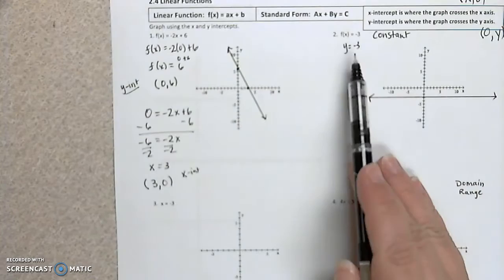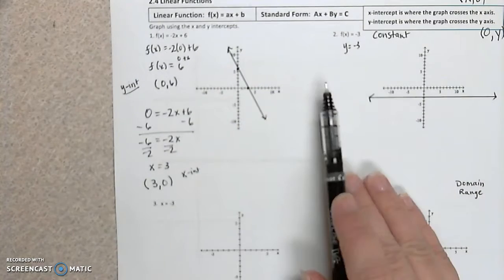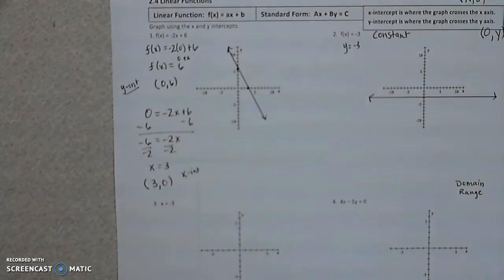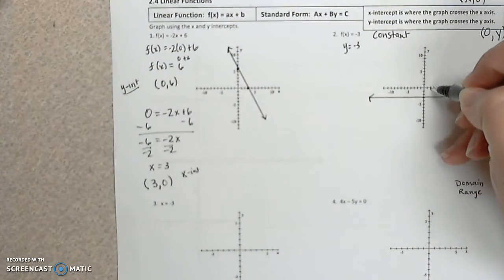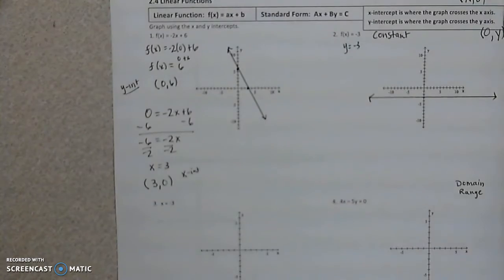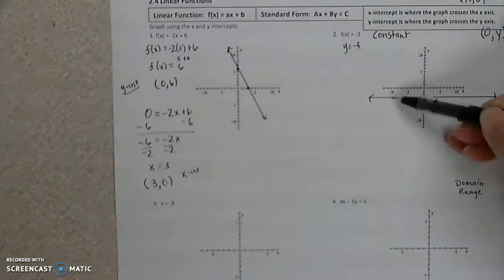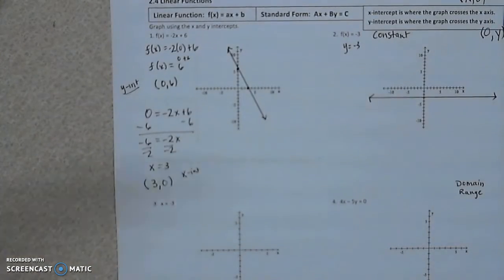Horizontal lines come from when f of x equals a constant, or we could say y equals a constant. But it doesn't matter. Look, if x was 1, y would be -3. If x was 2, y would be -3. If x was -10, the y would be -3. Alright, those are the easiest to graph.